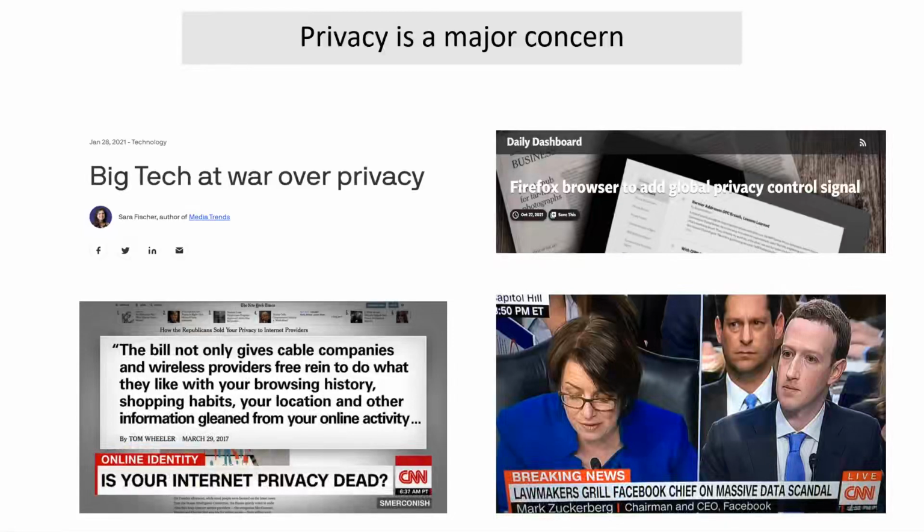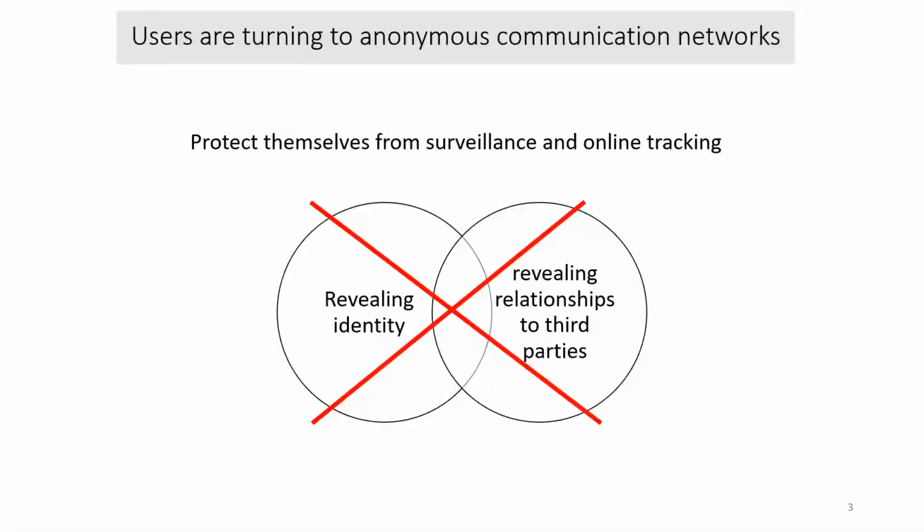Privacy is a major concern nowadays. It has been consistently in the headlines of news in recent years. Many technologies are emerging to ensure data and people privacy. An example of a successfully implemented technology that seeks to create a certain level of privacy for users is anonymous communication networks. Users are increasingly turning to anonymous communication networks to protect themselves from surveillance and online tracking. Anonymity networks provide users a way to communicate without revealing their identity and without revealing their relationship to third parties.